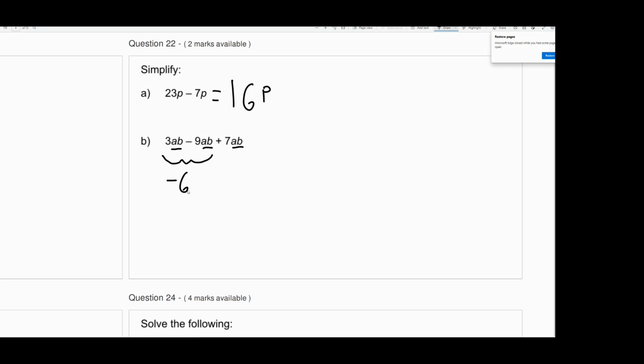Minus 6ab. Brilliant. Then you've got minus 6ab plus 7ab, which is just going to be 1ab, or you can think of that as just ab. Okay?